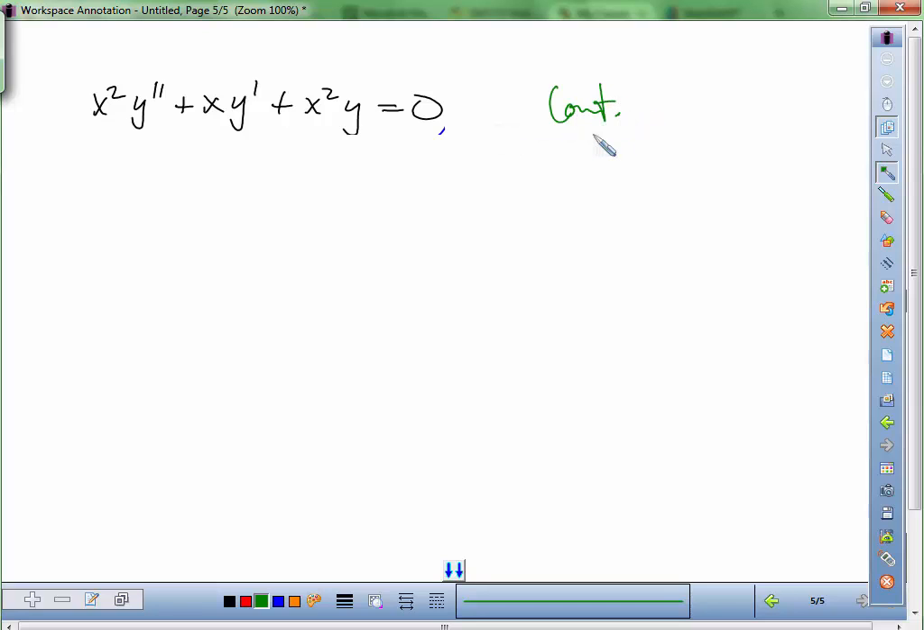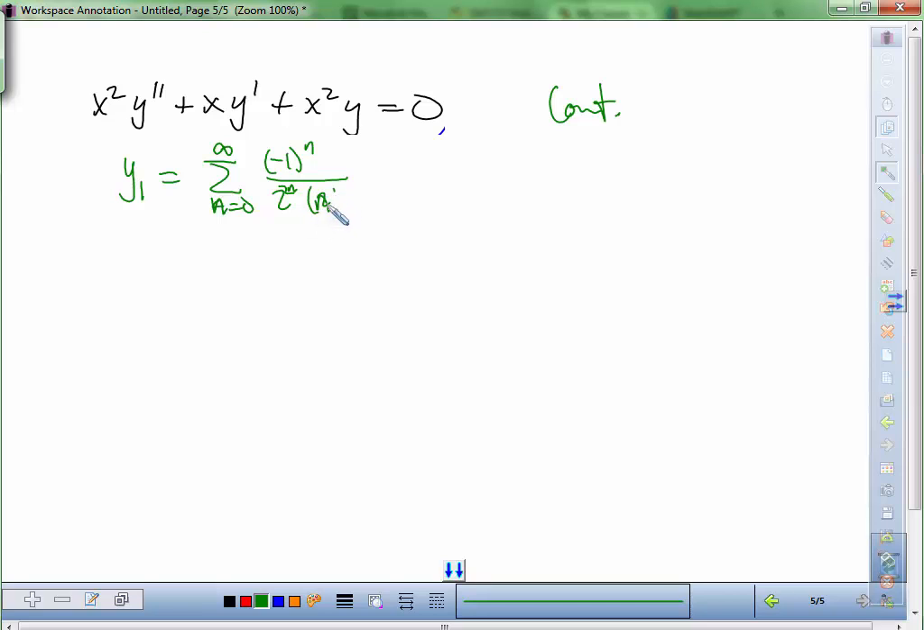We found a solution. Y1 is equal to, let me ignore the C naught for now. N goes from 0 to infinity, -1 to the n over 2 raised to the 2n times n factorial, squared times x to the 2n. That's our first solution. We should be proud of that.